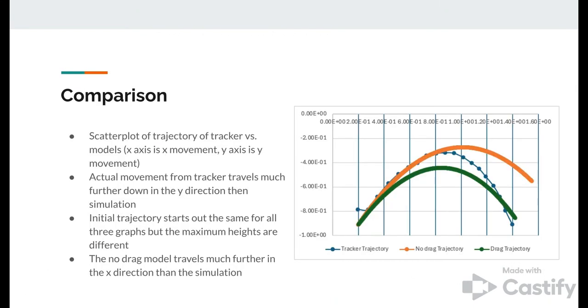So the comparison, here are the scatter plots. You have the actual movement from tracker, which is the blue, the green movement, which is the drag trajectory, and the orange movement, which is the no drag trajectory. So you can see the no drag sort of moves farther out in the x direction and higher up in the y direction because there's nothing to bring it down. The initial trajectory starts out the same for all three, but the maximum heights are different. Obviously, the one with no drag travels higher and farther out. And there's a little bit of difference from the drag and the tracker, but that could once again be because of imperfections.